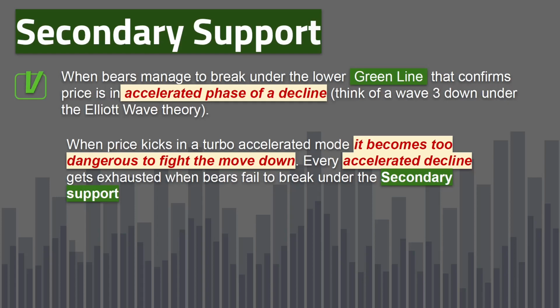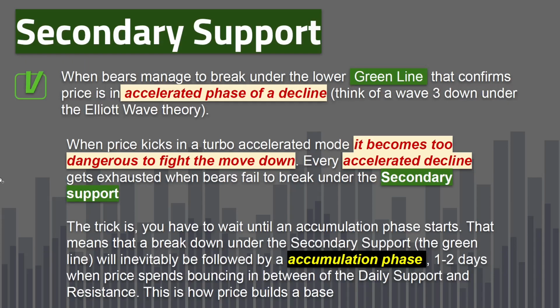And to detect that kind of a move, you just need to watch the secondary support, and if price goes under that support, quite often it will continue moving down in the same direction for 1, 2, 3 days. So when price kicks in a turbo accelerated mode on the way down, it becomes too dangerous to fight the move down. Every accelerated decline gets exhausted when bears fail to break under the secondary support. If you like to catch a bottom, the trick is you've got to wait. You've got to wait until bears get exhausted. You've got to wait until an accumulation phase starts.